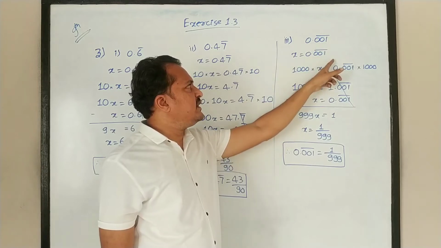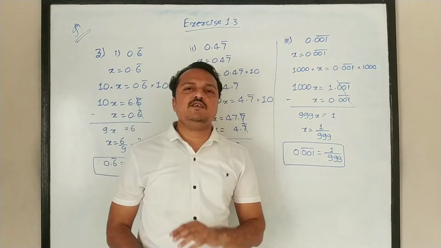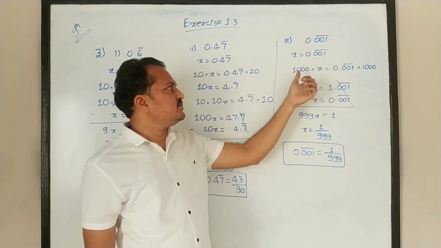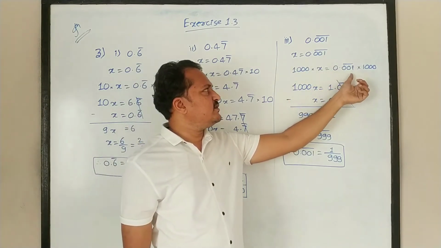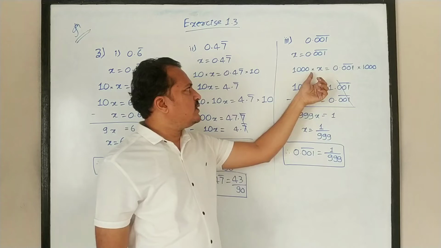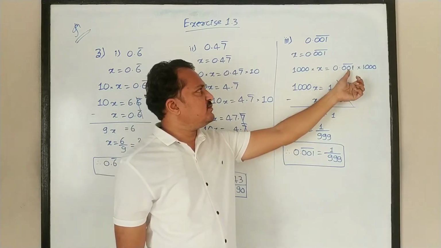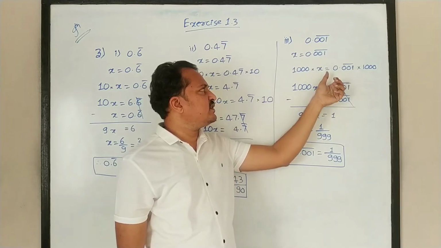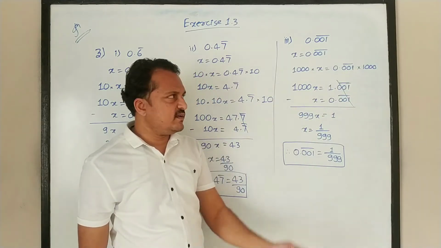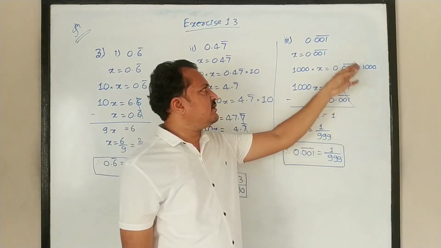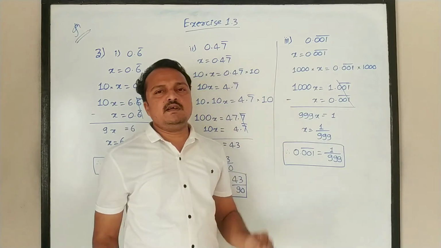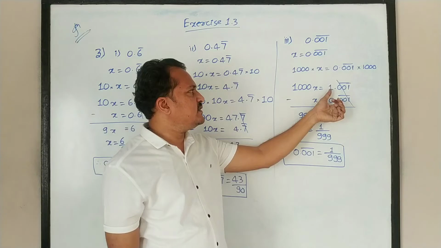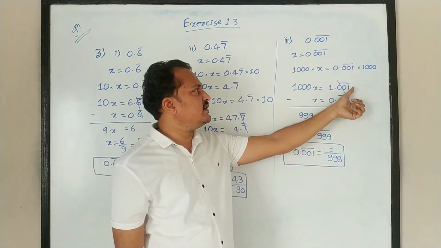0.001 bar. These three digits are repeating continuously. If the three digits are repeating, I have to multiply with 1000 here. So 1000 into x is 1000x, and 0.001 into 1000. If I multiply with 1000, these three digits will come before the decimal point. Whether you write 001 or simply 1, both are the same. That is why I am going to write 1.001 bar.